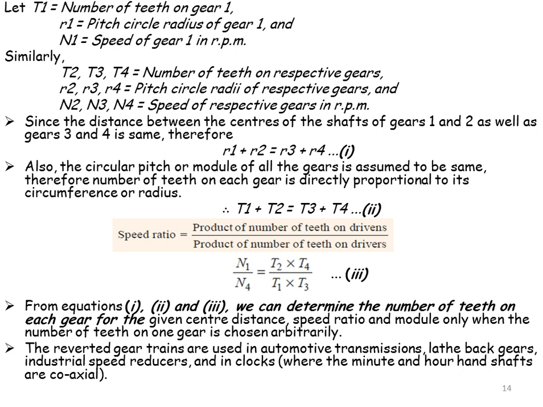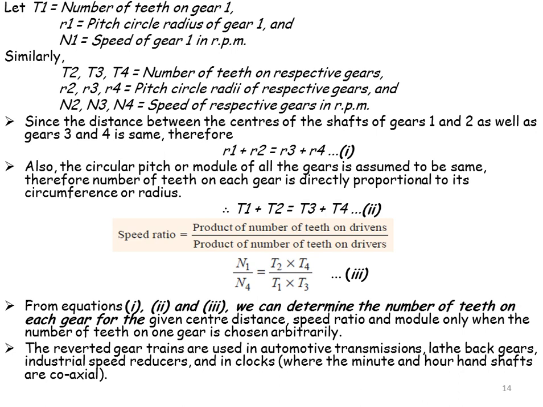Therefore the number of teeth on each gear is directly proportional to the circumference or radius. So R is proportional to T, because the radius is mT by 2. So T1 plus T2 will be equal to T3 plus T4. In this condition, the speed ratio, as you know, is the product of the number of teeth on the driven gears divided by the product of the number of teeth on the drivers. So you get N1 by N4 as T2 into T4 divided by T1 into T3.